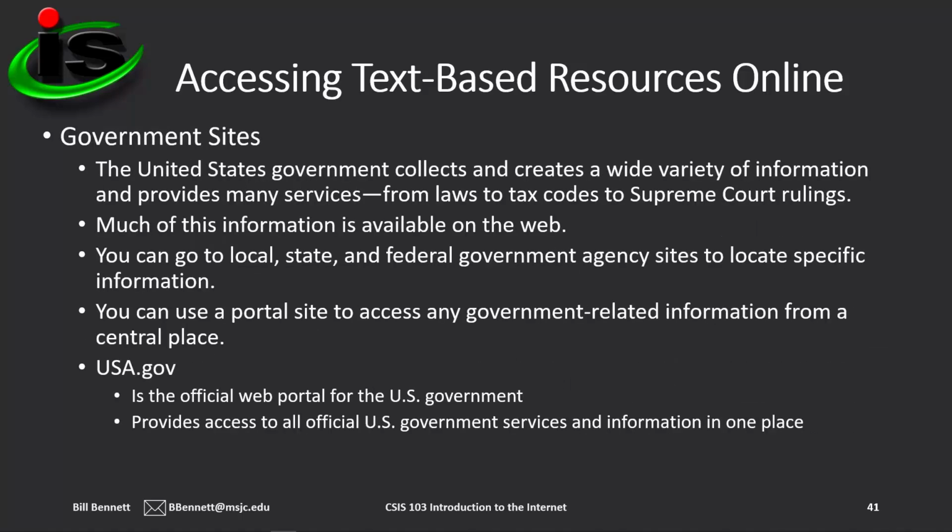There are also government sites which collect and create a wide variety of information and provide many services, from laws to tax codes to Supreme Court rulings. Much of this information is available on the web. You can go to local, state, and federal government agency sites to locate specific information. You can use a portal site to access any government-related information from a central place.